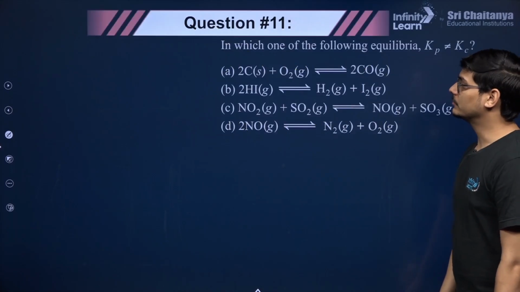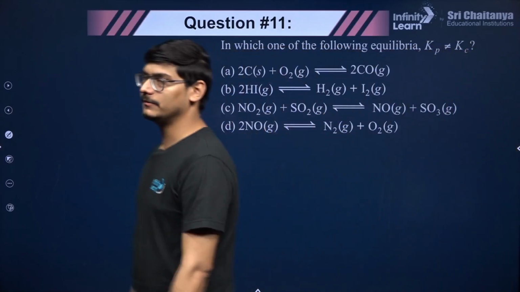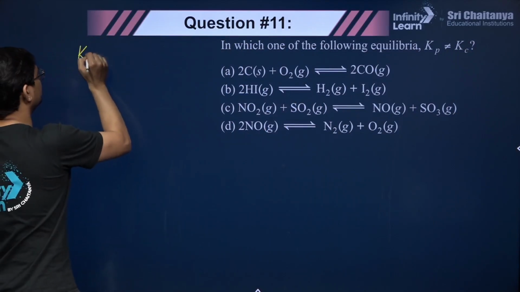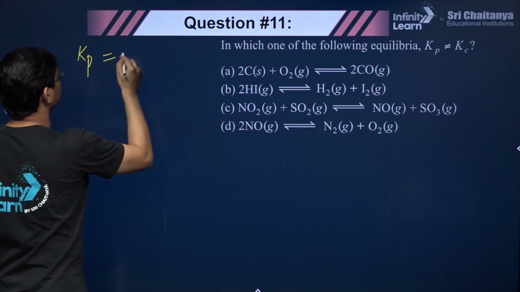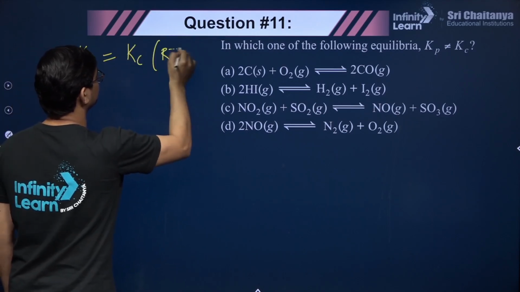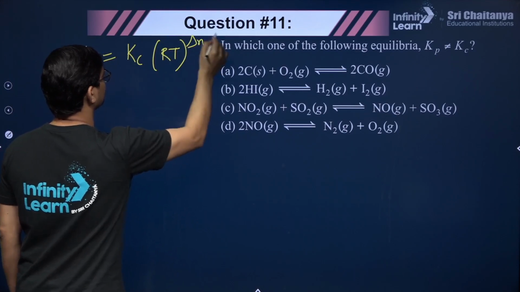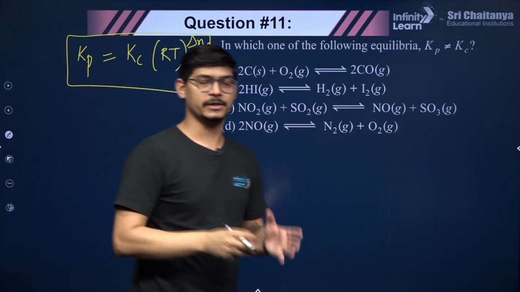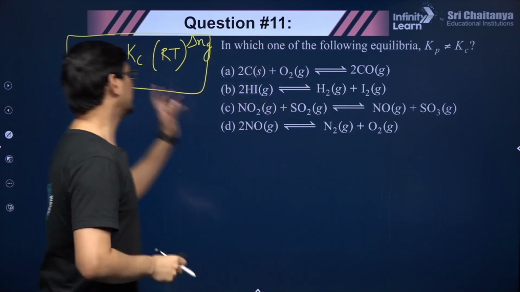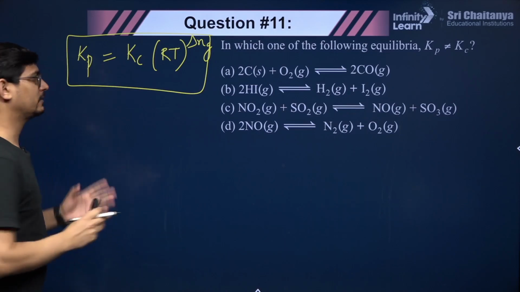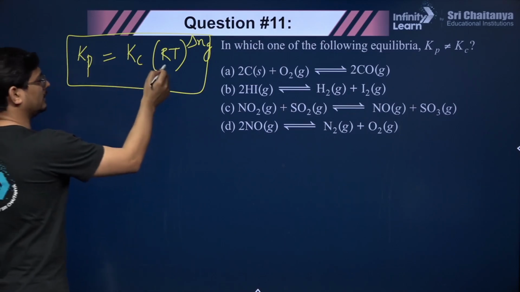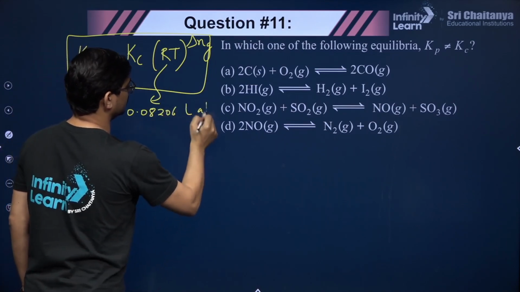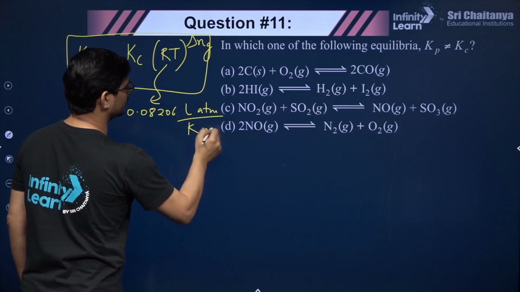Now moving to the next question. Again a formula on which questions are asked in JEE. Please remember the relation between Kp and Kc. Kp is equal to Kc RT raised to the power delta Ng. Kp is the equilibrium constant in terms of partial pressures for gases, and Kc is the equilibrium constant in terms of concentration, right? The value of R usually we take it to be 0.08206 liter atm by Kelvin mole.